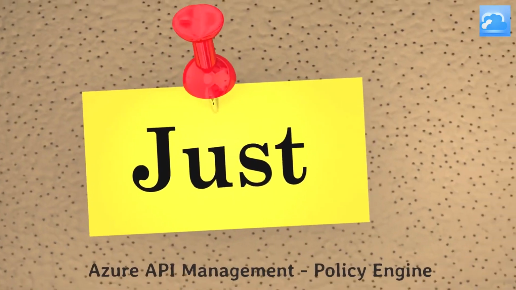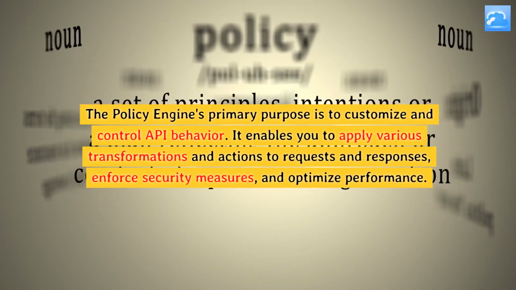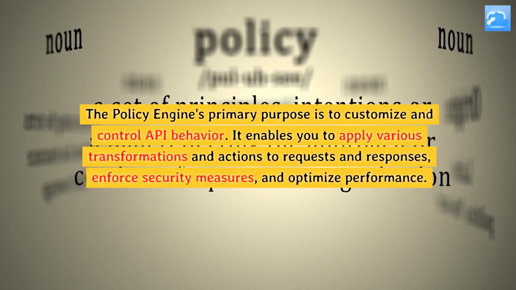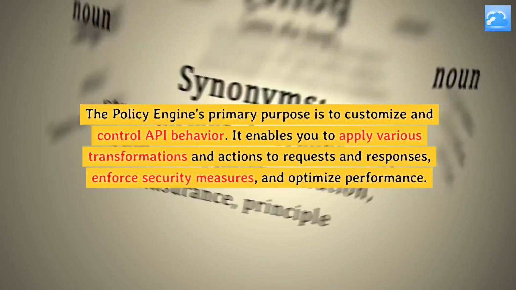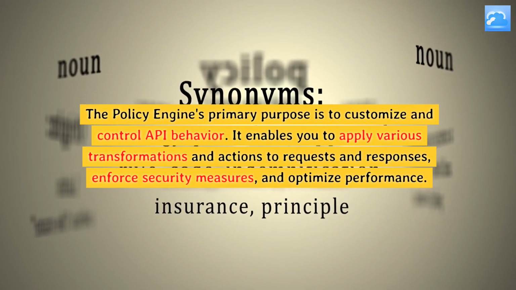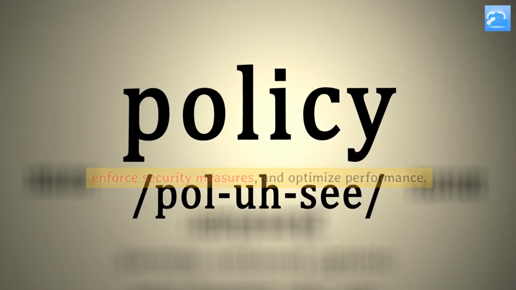Azure API Management Policy Engine. The policy engine's primary purpose is to customize and control API behavior. It enables you to apply various transformations and actions to requests and responses, enforce security measures, and optimize performance.